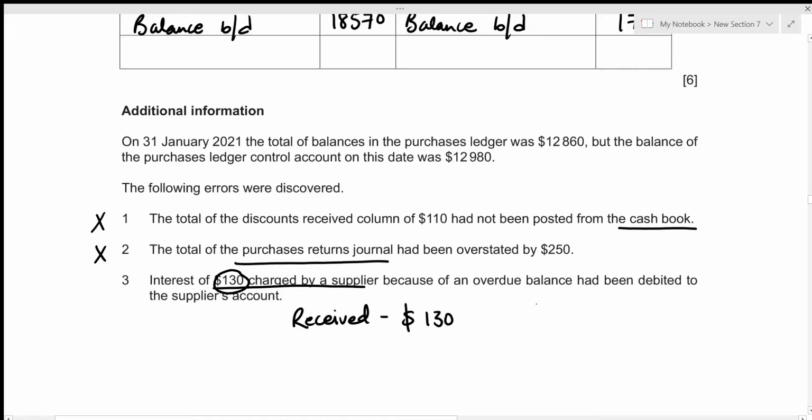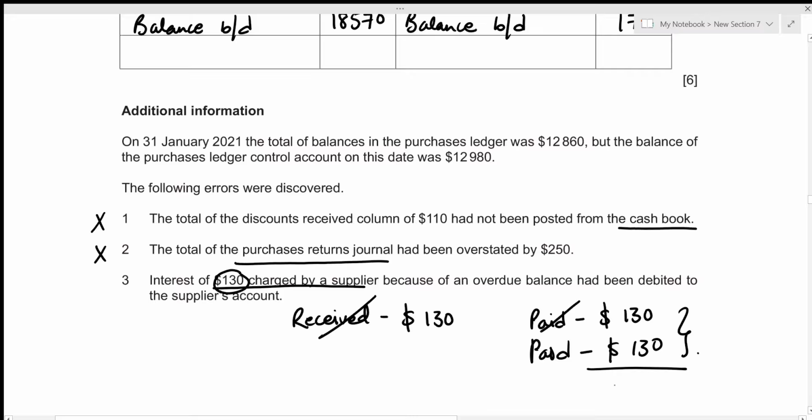Now, in order to show that we paid 130, if we include paid 130 just once, then this will just cancel out the received 130, and there will be no amount indicating that the interest of 130 had been paid. So in order to show that amount, we need to include the paid amount of 130 twice, which gives the total amount to be included as 260. This is the error that we need to rectify in order to figure out the correct balance on the purchases ledger. Let's do that.